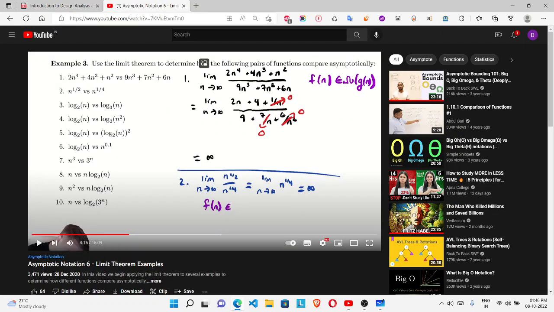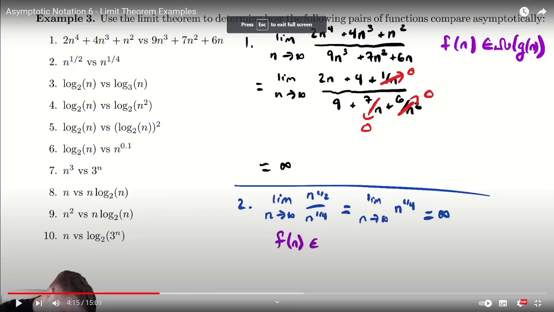Now we can see some questions using this video. Actually, you can just refer to this video on your own, but I'll quickly go through it. So we have 2n^4 + 4n^3 + n^2 versus 9n^3 + 7n^2 + 6n. By seeing this question, we can ignore the n^3 and n^2 in the first function, and the n^2 and n terms in the second function. A much easier way to do it. So it becomes 2 and 4 and 9n^3. You can ignore the 2 and 9 also. So it just becomes n^4 and n^3.